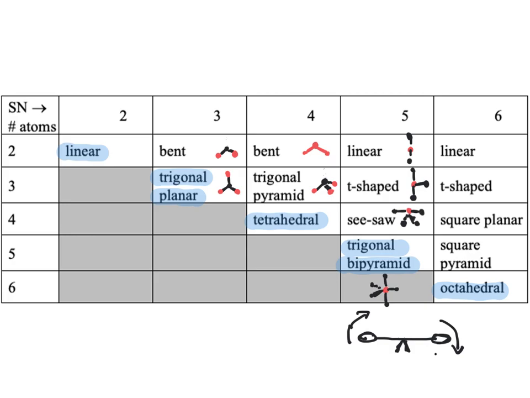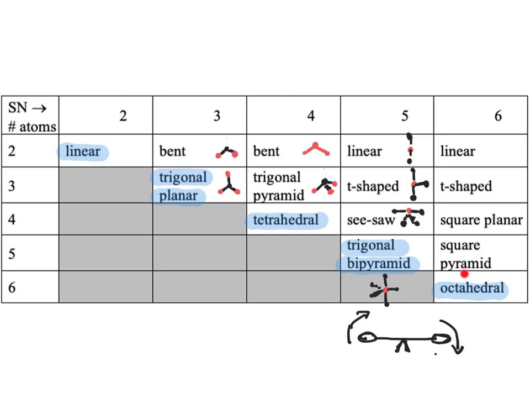So going from all 5 atoms, remove one, make it a lone pair, I get the seesaw shape. If I remove one more of these equatorial atoms, remove 2 and leave one of the equatorial atoms, I'll get this T-shape. And if I remove all of these equatorial atoms, I end up with this linear shape.